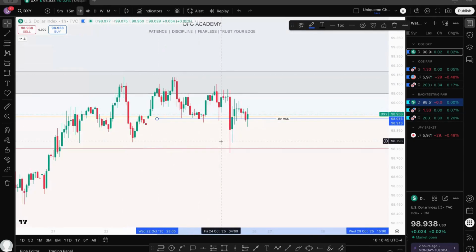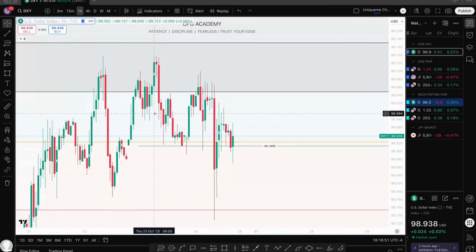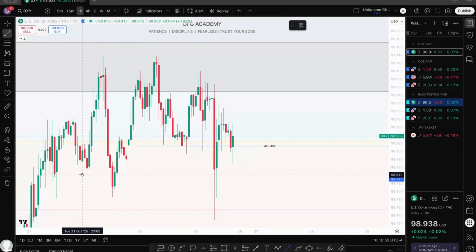But for those that want to enter, we'll just wait for a shift of market structure on the daily time frame, which would have been around here on the 1 hour time frame, and they would have entered on this other block here.